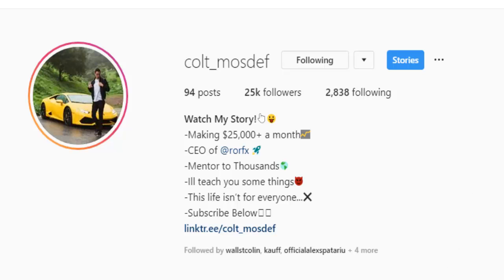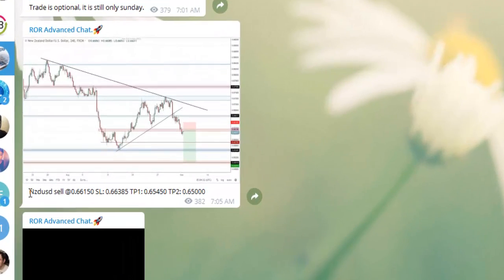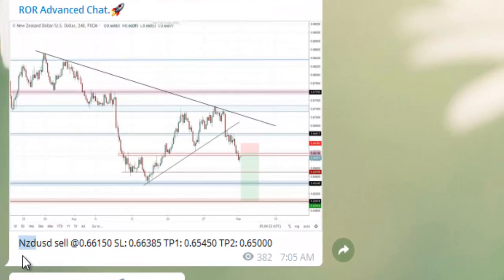Basically, how those signals come through is something like this, right? So Code Most Def will analyze the markets for you, and then all you have to do is wait for a message like this. As you can see, NZD USD sell, and then that's the entry point, that's the stop loss, and then that's the take profit, and then that's the take profit number 2.